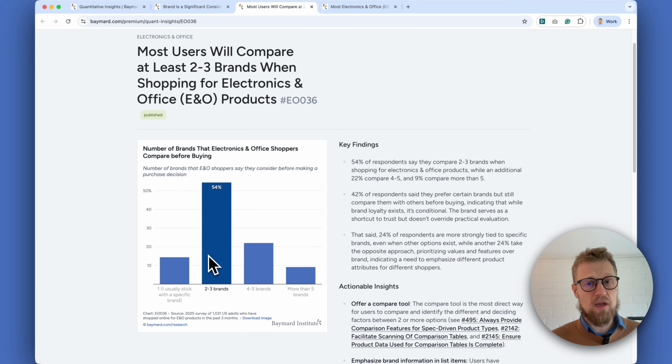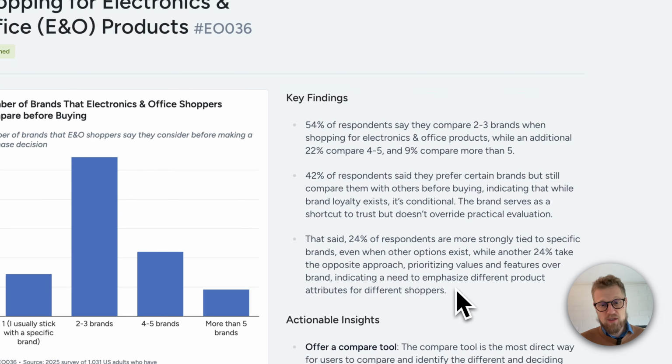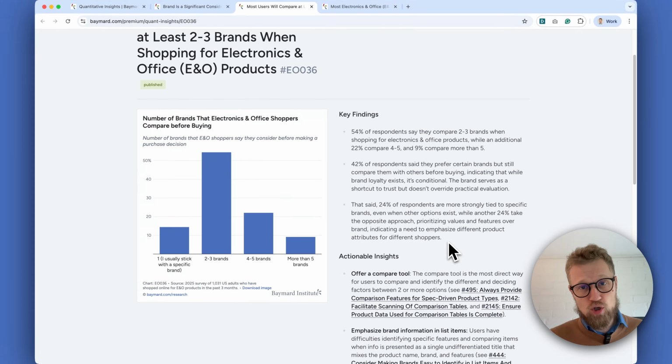What are the high-level user behavior and preferences within a given industry or for a certain product type when shopping online. But more importantly, what we have done is summarize what this then actually means. What are the key findings from this? But also, what are the actionable insights?